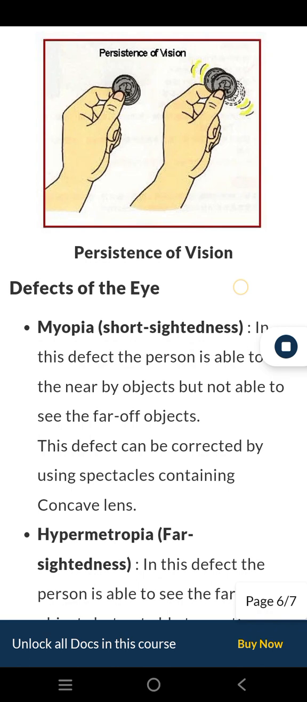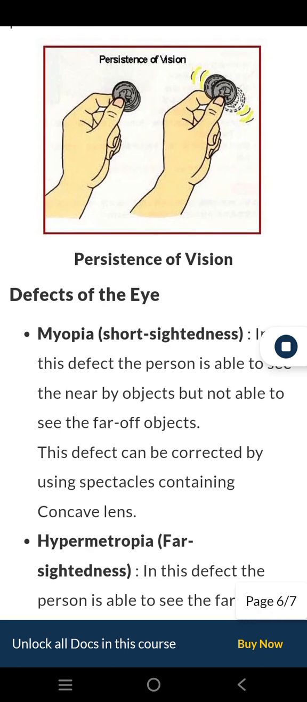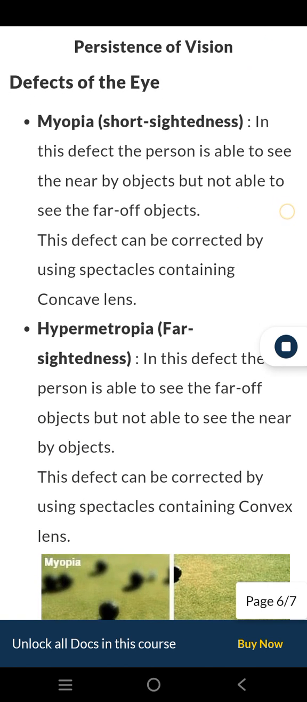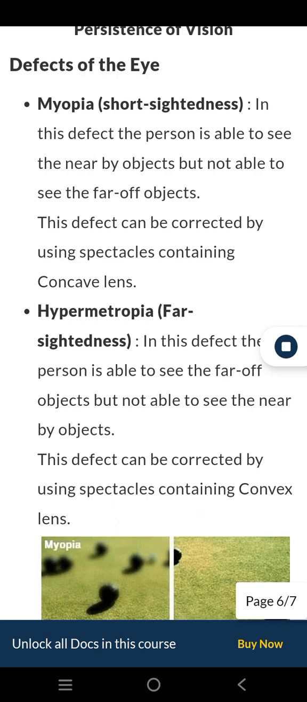Defects of the eye. Myopia, short-sightedness. In this defect, the person is able to see the nearby objects but not able to see the far-off objects. This defect can be corrected by using spectacles containing concave lens.